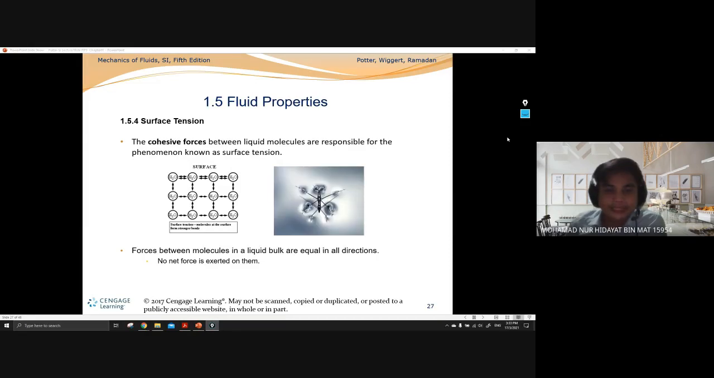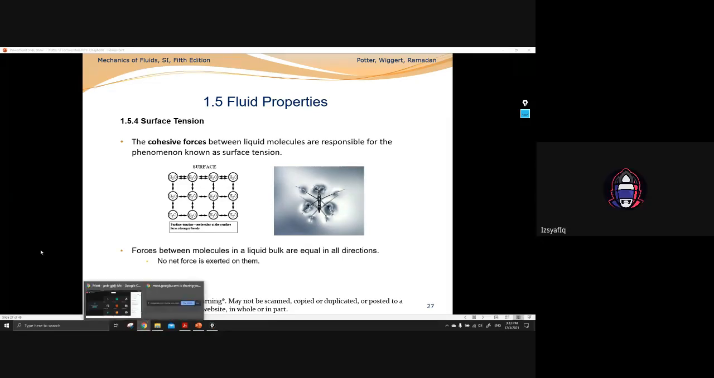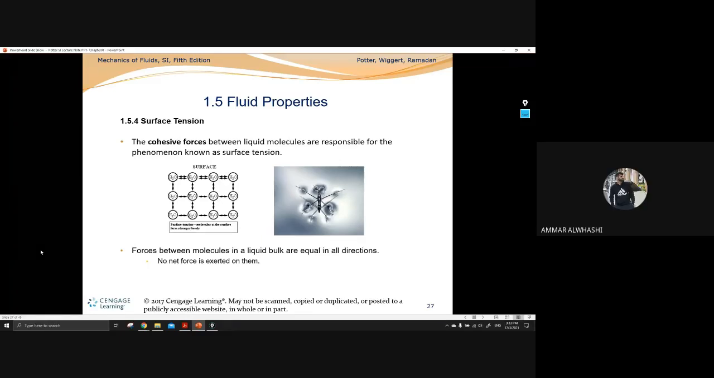Okay, surface tension. What do you know about surface tension? Everyone? When there is force on the surface, it has... Yeah, the force, the surface force against the... must be the liquid, since we are talking about fluid.